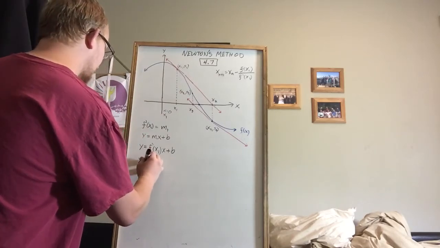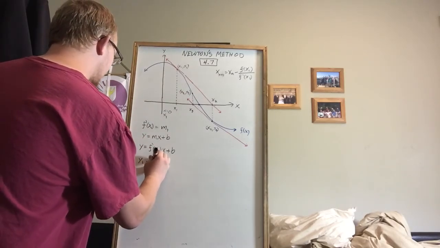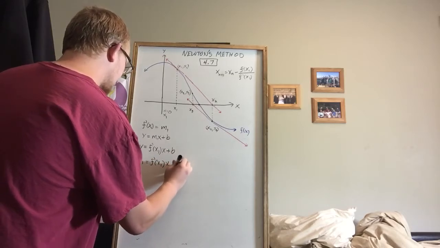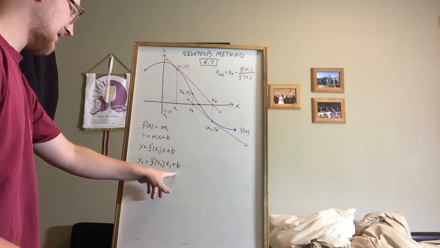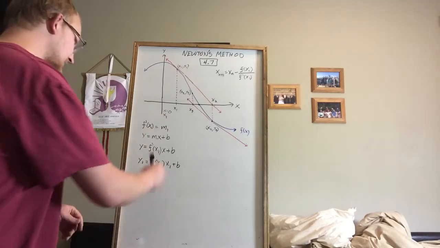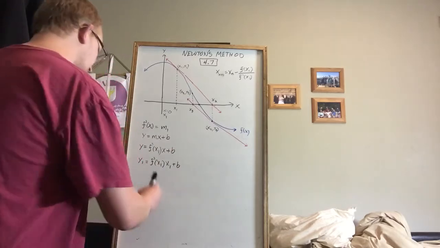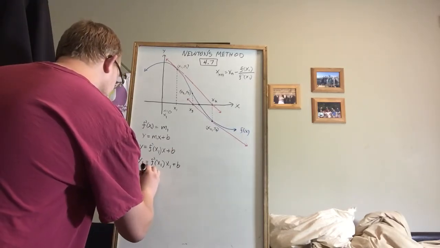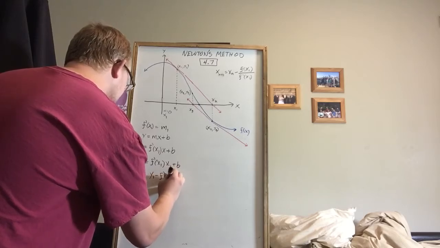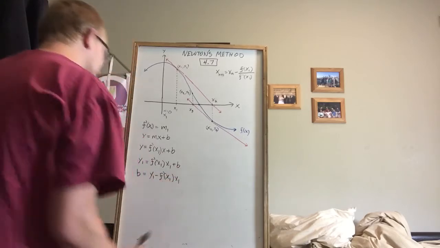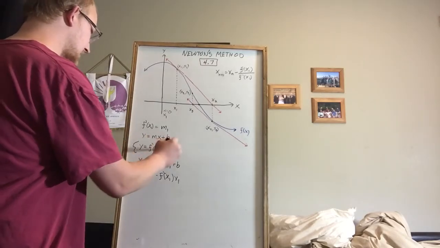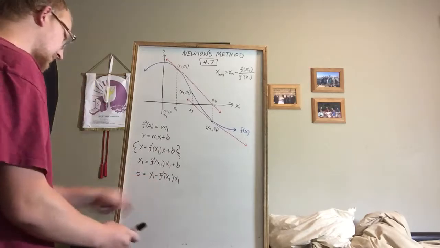So when we have y1, we also have x1. So you see now I can solve for b in terms of x1, y1, and my first slope. So I will now solve for b. b is equal to y1 minus f prime x1 times x1. Well, now I can go back to my original function here, and I can plug in b.